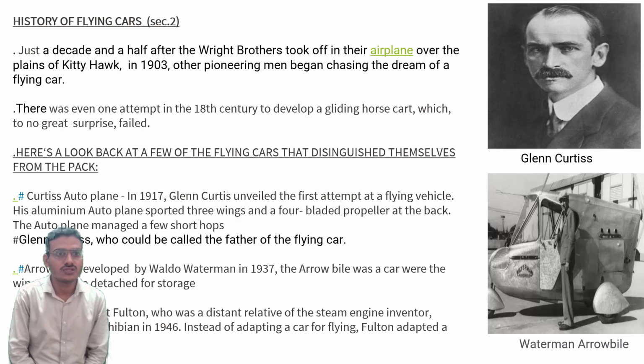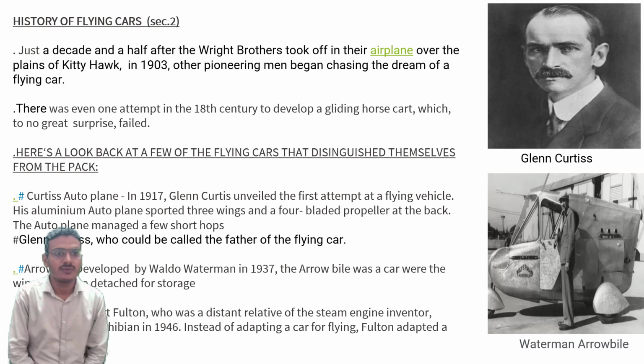First one is the Curtiss Autoplane. In 1917, Glenn Curtiss unveiled the first attempt at a flying vehicle. This aluminum autoplane sported 3 wings and a 4-bladed propeller at the back. The autoplane managed a few short hops. Glenn Curtiss could be called the father of flying cars.